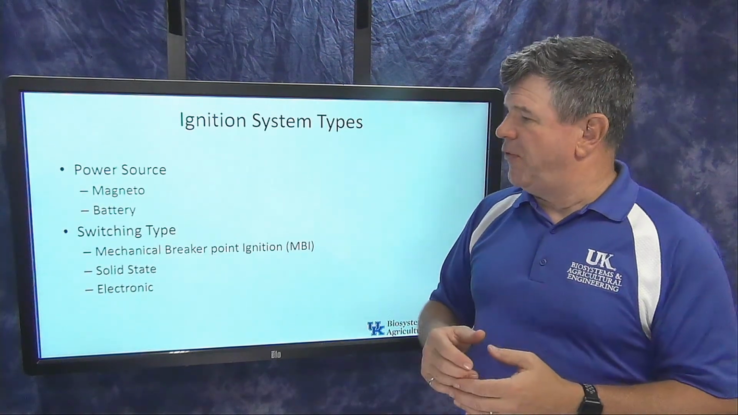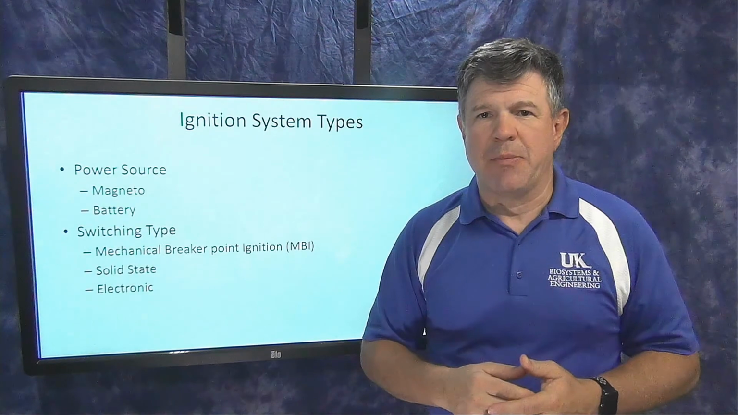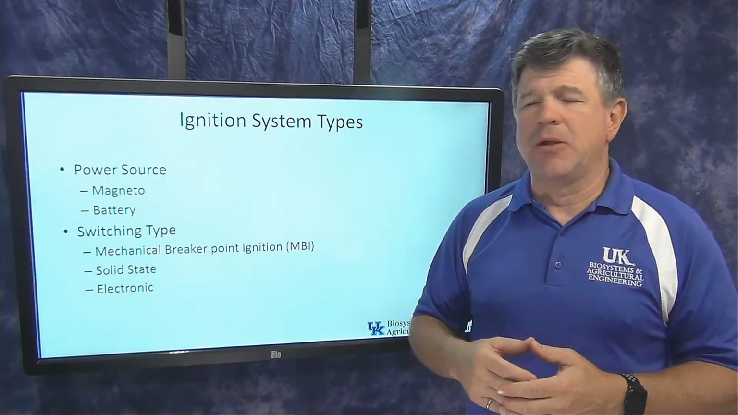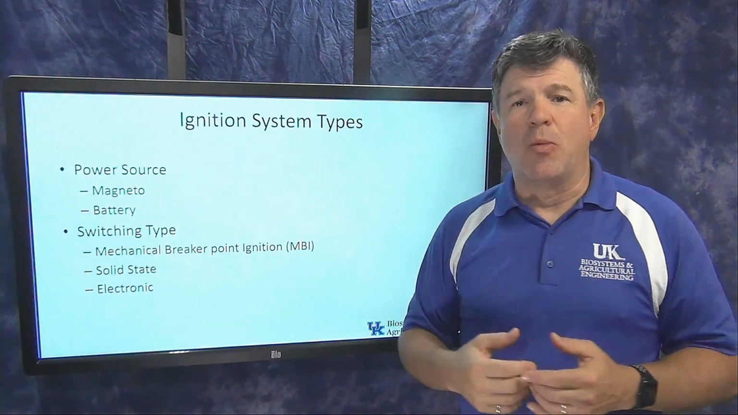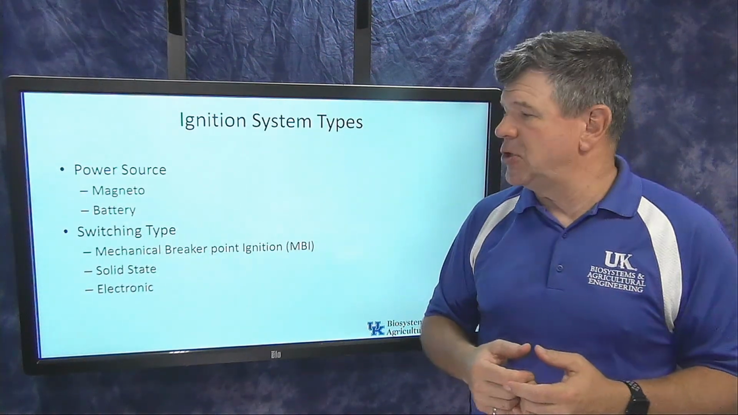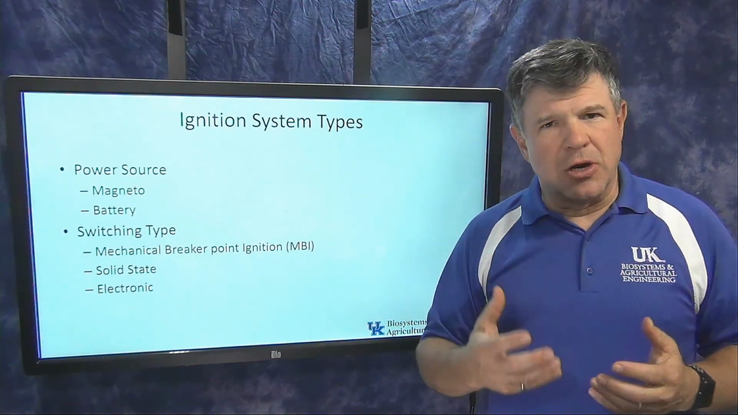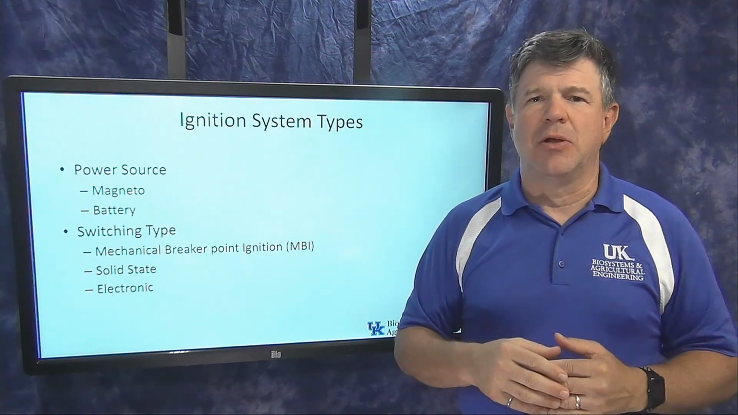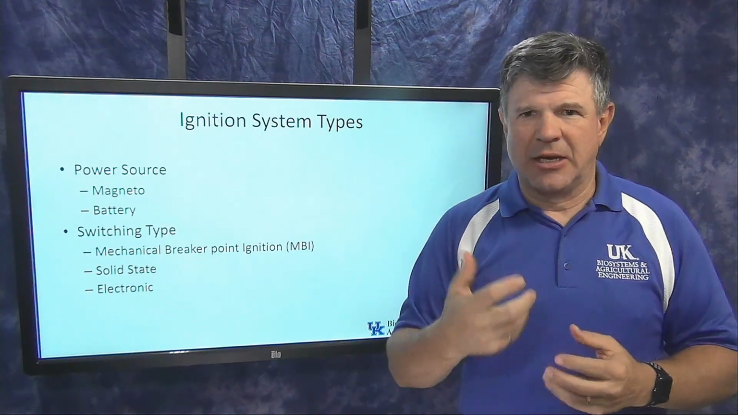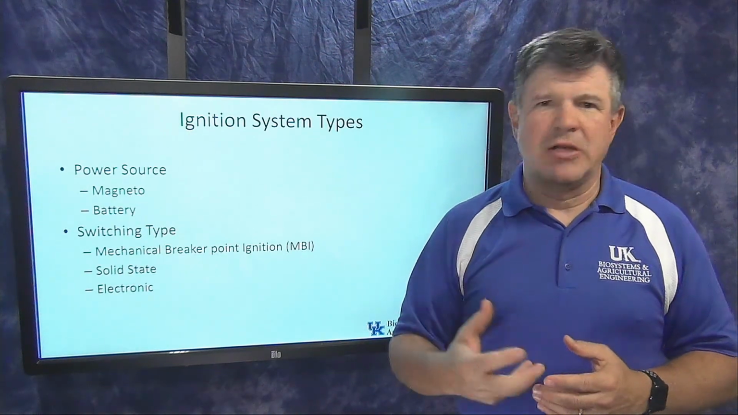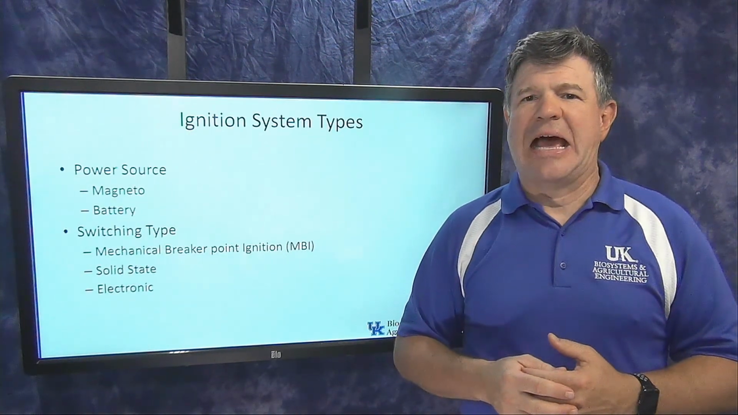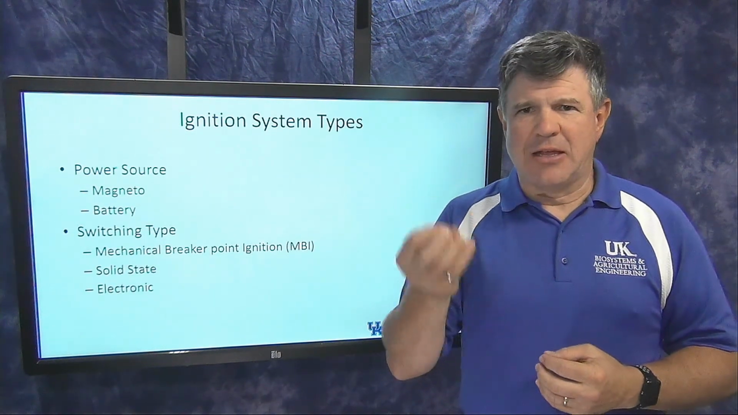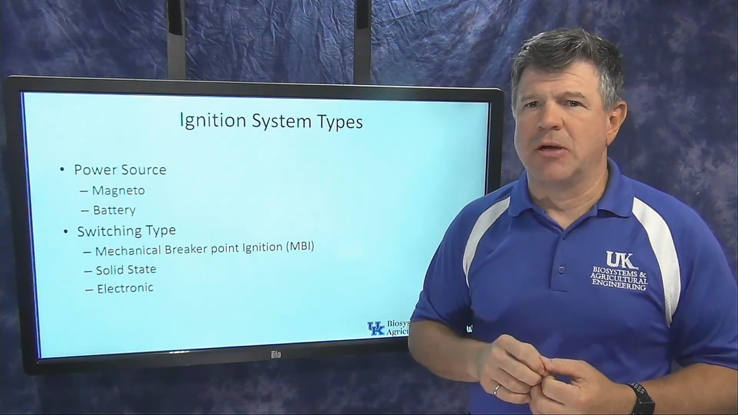The other way that they're divided up is with their switching type. Primarily in older engines, it's not exclusive, but primarily older engines use that mechanical breaker point like we talked about, examples that we showed of that. Newer engines are going to use solid state types of switching devices. So rather than a mechanical switch that opens and closes, it's going to be a solid state type of switch. So transistors and thyristors and different things like that are used to open and close that circuit and give us that inductive kick, that big voltage surge that creates a spark across the spark plug.